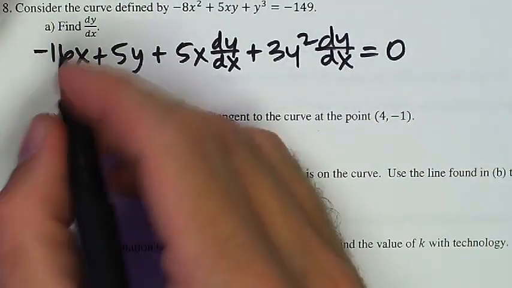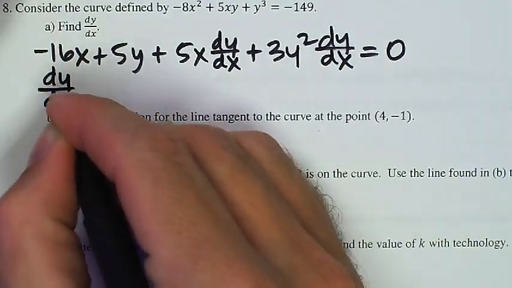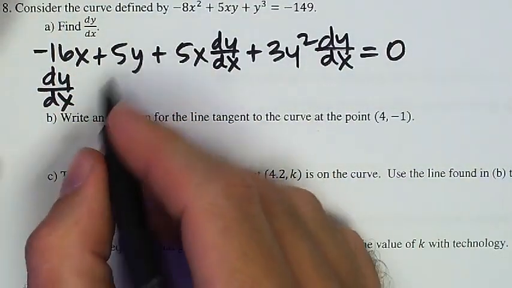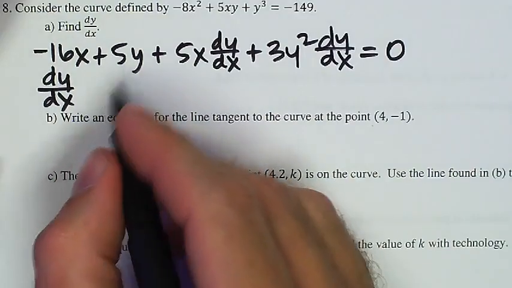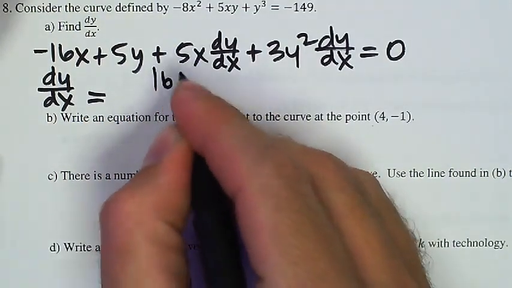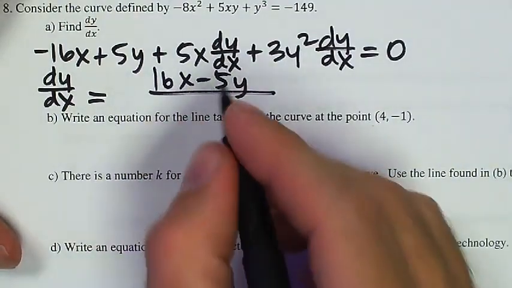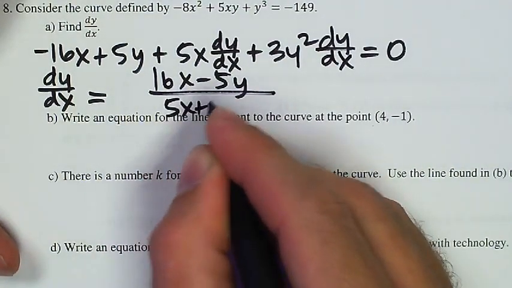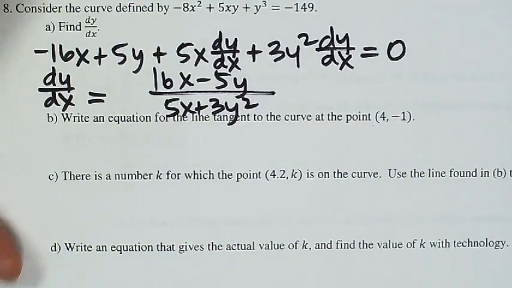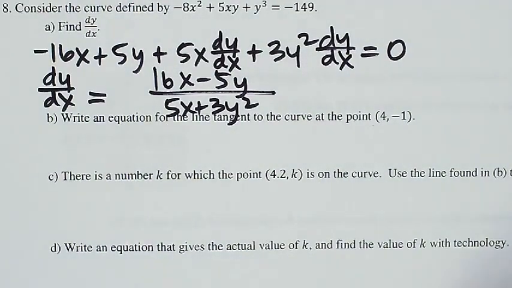So I'll factor these out. Move that to the other side, and so I'll have 16x minus 5y divided by 5x plus 3y squared. I wouldn't normally skip the algebra steps like that, but I just didn't have room to fit them.